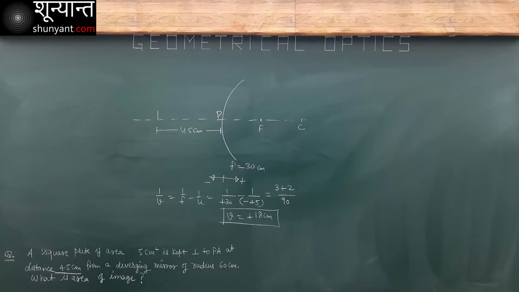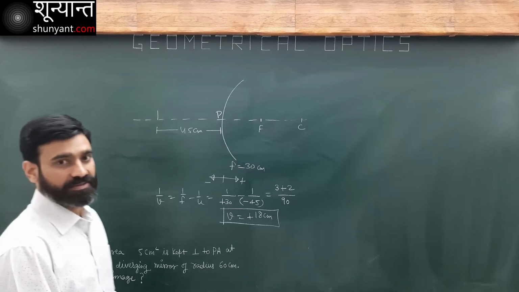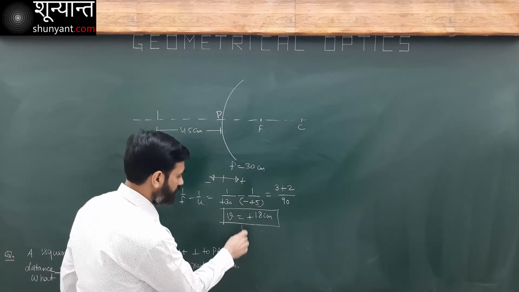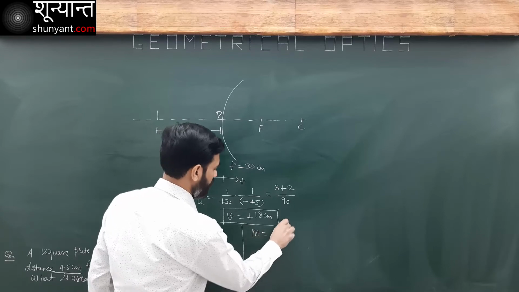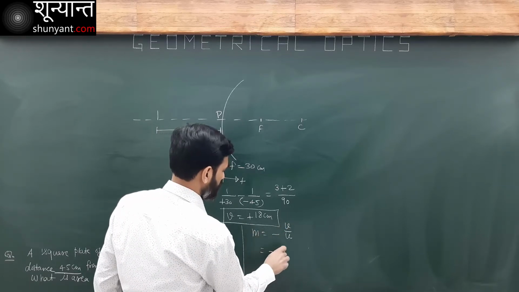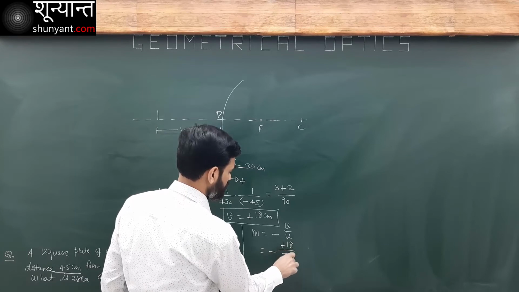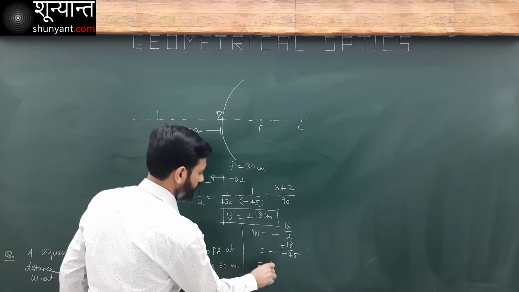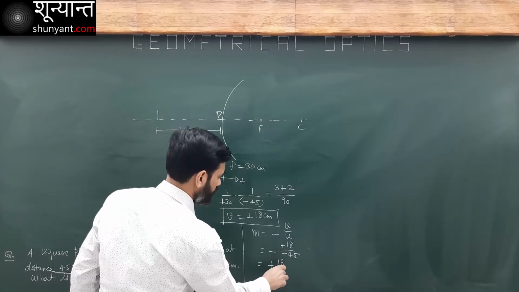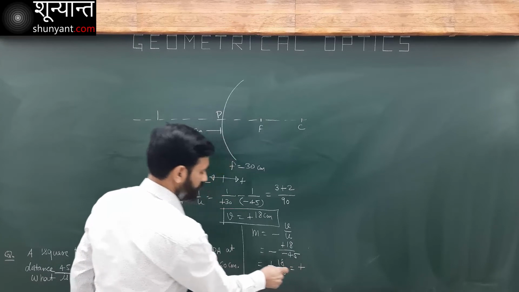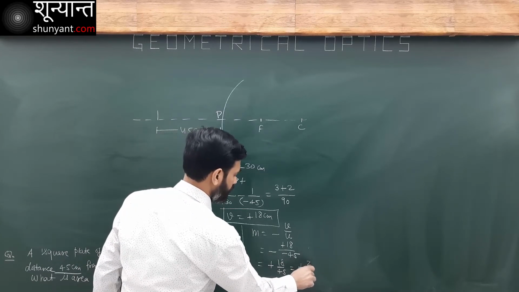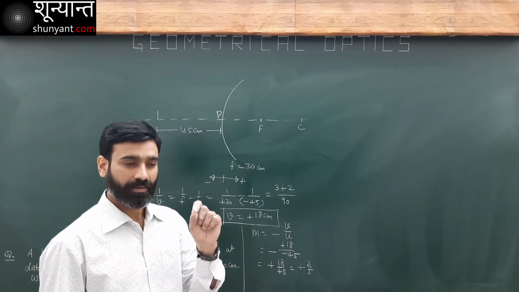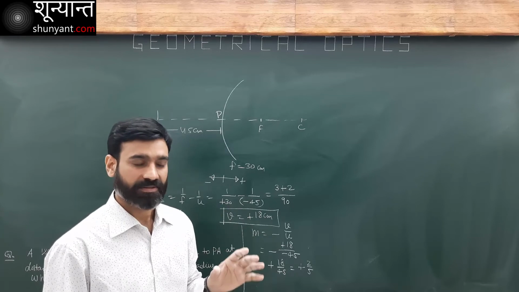Plus 18 centimeter. What will be magnification? Minus of V over U. Minus of plus 18 over minus 45. It becomes plus 18 over 45. If I divide by 9, so 2 over 5. This magnitude is less than 1. That means I am going to get a diminished image. Size of image is going to be smaller.